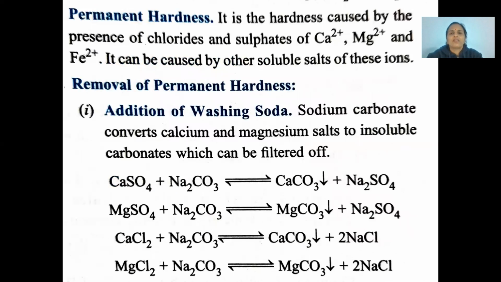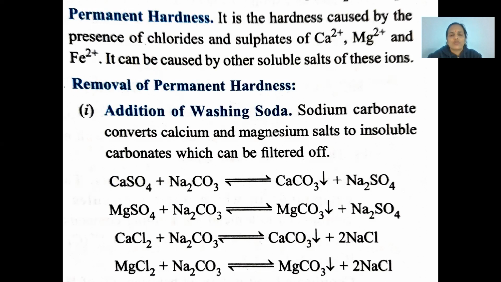Permanent hardness. It is the hardness caused by the presence of chlorides and sulfates of calcium ion, magnesium ion, and iron ion respectively. It can be caused by other soluble salts of these ions. One of the methods of removal of permanent hardness is addition of washing soda. Sodium carbonate converts calcium and magnesium salts to insoluble carbonates that can be filtered off.